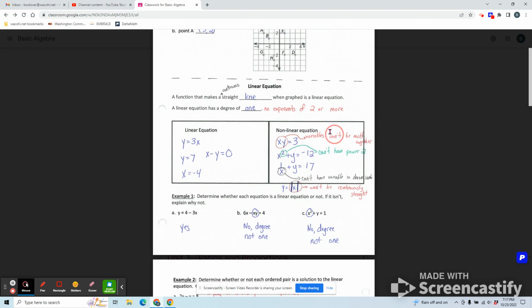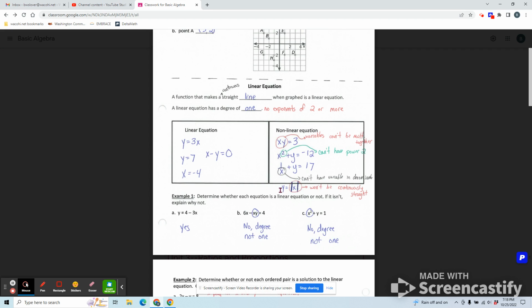Now over here, these are nonlinear functions, and I tried to give a reason why. So if I have xy equals 3, I can't have that as a linear function because my variables cannot be multiplied together. It wouldn't give me a straight line. Same thing on this one. I can't have a power of 2. I won't have a straight line. I can't have a variable in the denominator. I can have a fraction, that's okay, but I can't have a variable in the denominator of the fraction. That's when it's not a linear function.